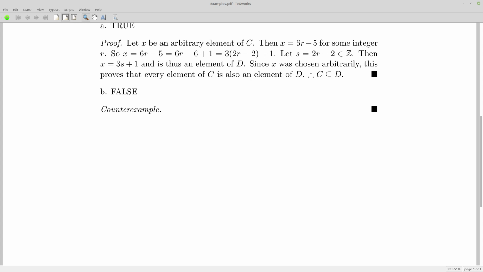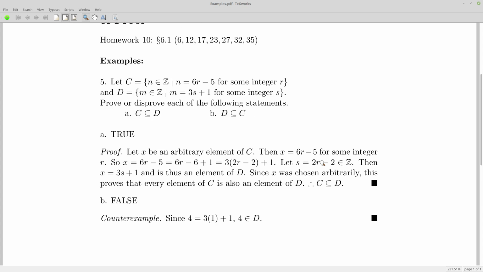And with a little experimentation, we can find out that 4 is in D, because 4 looks like 3 times 1 plus 1. So remember, if I scroll up here a little bit, D has the form 3s plus 1, so 3 times 1 plus 1. In this case, our s is equal to 1. But 4 is not going to turn out to be an element of C.